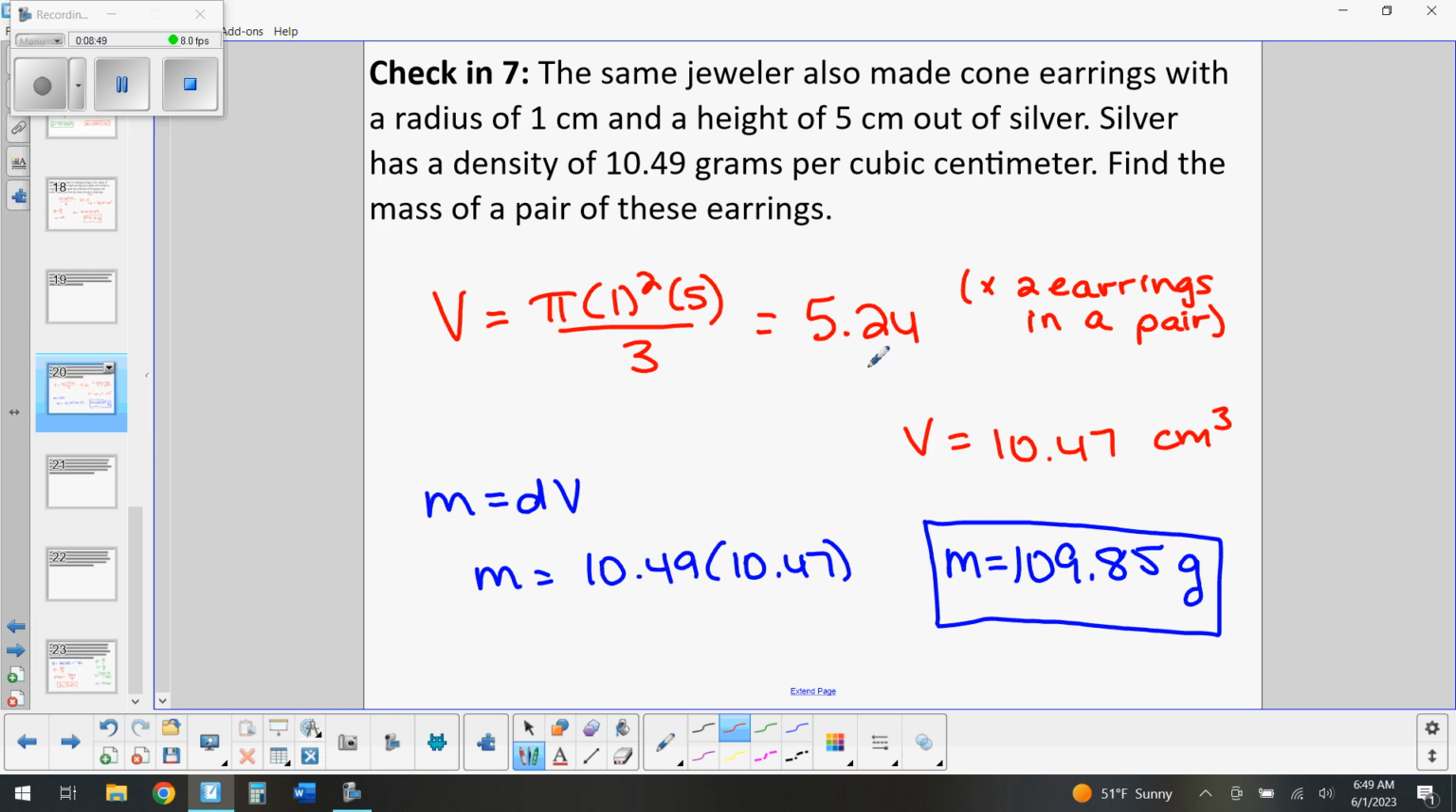All right, so the volume would be 5.24 cubic centimeters times 2 earrings. We get a volume of 10.47 centimeters cubed. I do the density times the volume. We get a total mass of 109.85 grams.